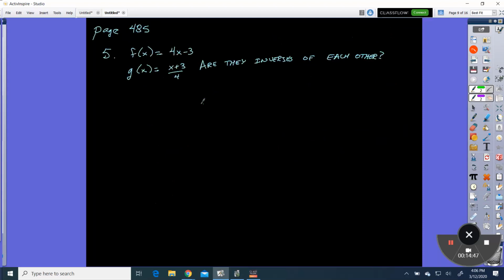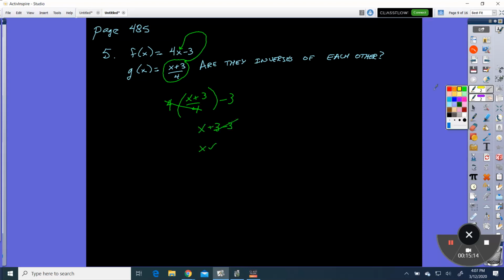All right, the next question on page 485 in your test says, are these inverses of each other? To find out if they're inverses, you're going to plug this g in for that x. So I'm going to have 4 parentheses, x plus 3 divided by 4, minus 3. So 4 divided by 4, those go away. x plus 3 minus 3, the 3s go away, and I'm left with x. If they're inverses of each other, that's what they do. They undo everything that's being done to x and leave you with just plain old x.